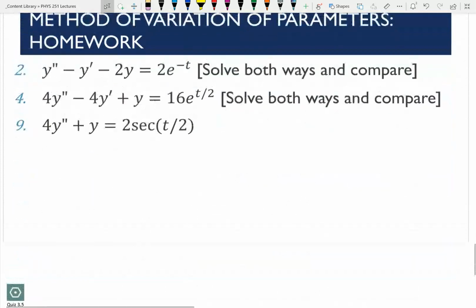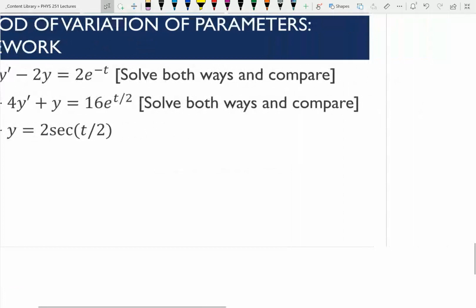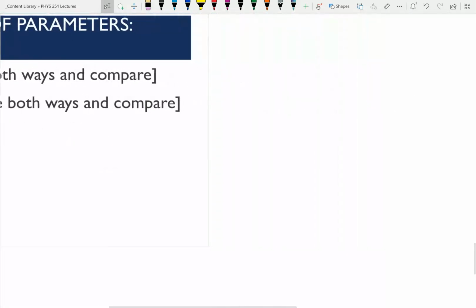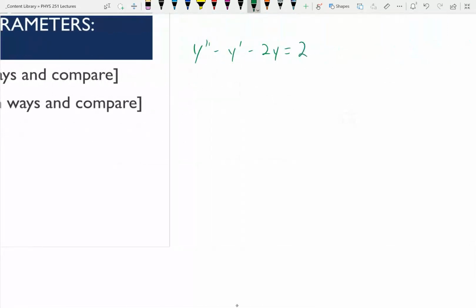So problem number 2, that's part of your actual homework. It tells us for problems 2 and 4 to solve them the new way and the old way. So let's go through our steps with problem 2. y double prime minus y prime plus y. All right, so what's step 1?